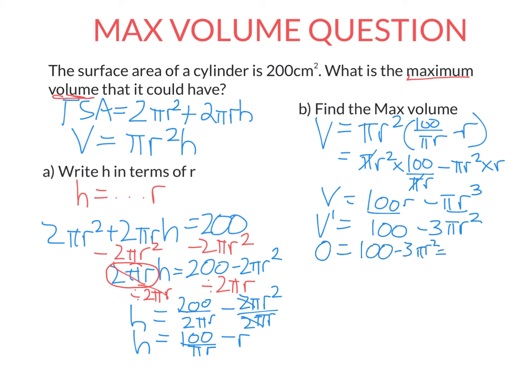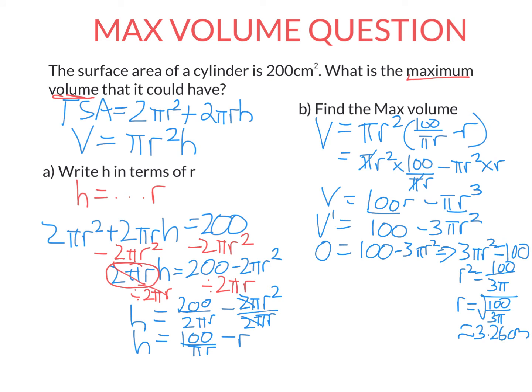equals 0, well, that just gives me 3 pi r squared equals 100. Solving for r, I divide each side by 3 pi. And then to undo squaring, of course, you know it's the square root. So r is the square root of 100 over 3 pi, which is about 3.26.